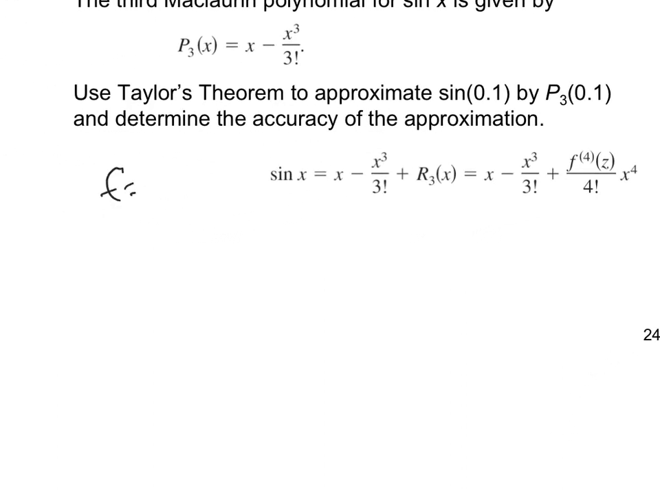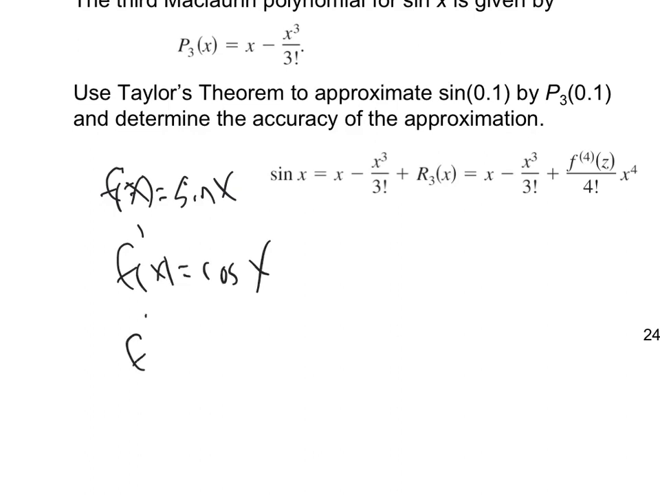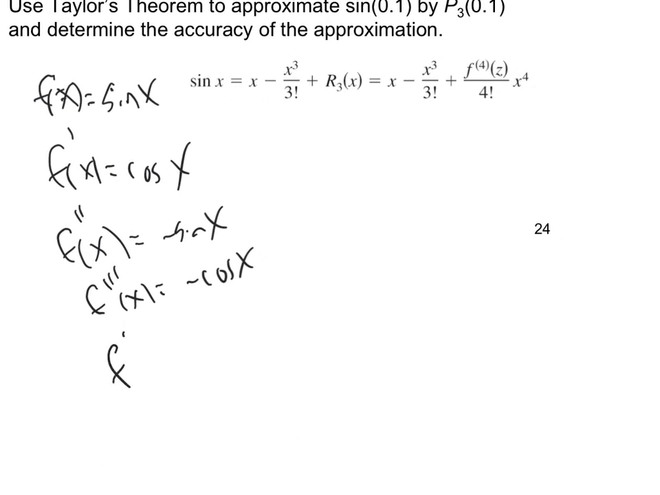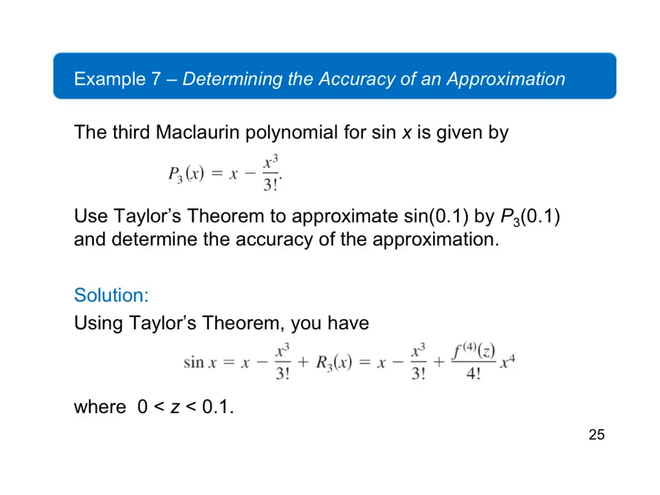We got f of x is sine of x. F prime of x equals cosine of x. F double prime of x, the second derivative, would be negative sine of x. We got the third derivative to be negative cosine of x. And the fourth derivative, negative negative sine, so it'd be sine of x. So we know that we're using the sine of x and the fourth factorial.